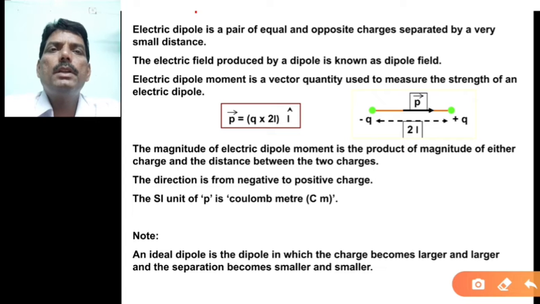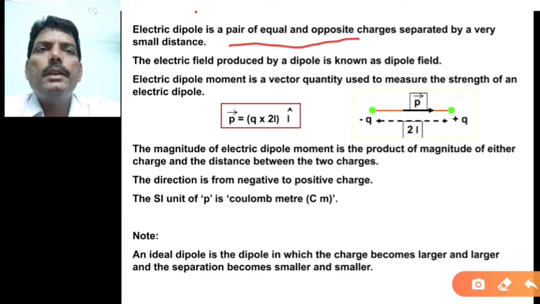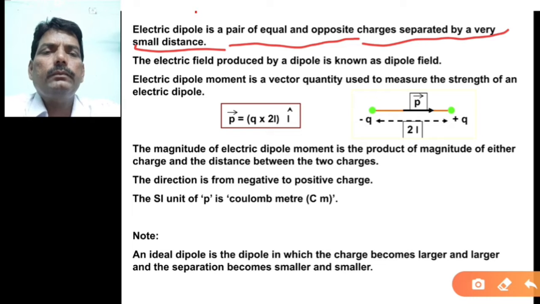So dear student, what is an electric dipole? Dipole means it has two poles. A dipole is a pair of equal and opposite charges separated by a small distance. So here you see, I have taken charge minus q and here the charge plus q. The separation between them is 2L.